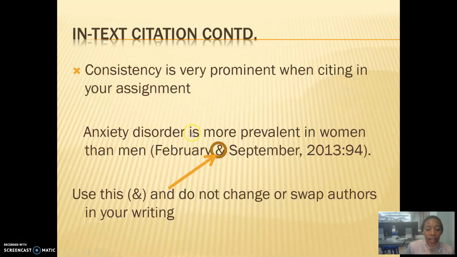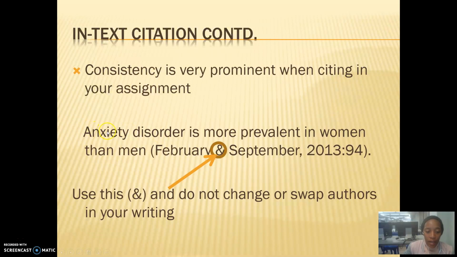And then it is very important that when you cite in your assignment, there should be consistency. That means that whenever I come across February and September, which are my authors, I always have to see February coming first, because alphabetically February comes first and then September. I should never see September first and then February. So if in my first paragraph I have written February followed by September, the reader has to also see that in the second, the third, until you are done with the assignment and until you have done referencing these two.